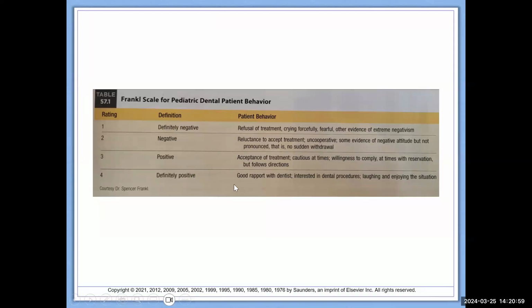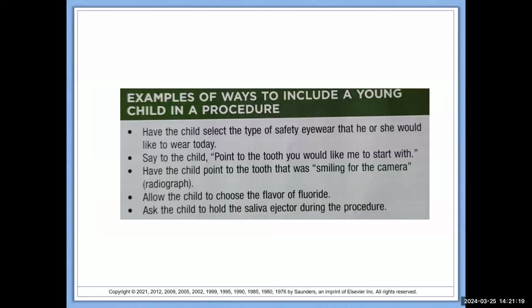Like, for example, if you're definitely positive, there's a good rapport with the dentist. The patient's interested in the procedures, they're laughing, enjoying. But when you go to something definitely negative, there's a refusal of treatment, they're crying, they're fearful, and there's extreme negativism. So there's something to think about when it comes to that.